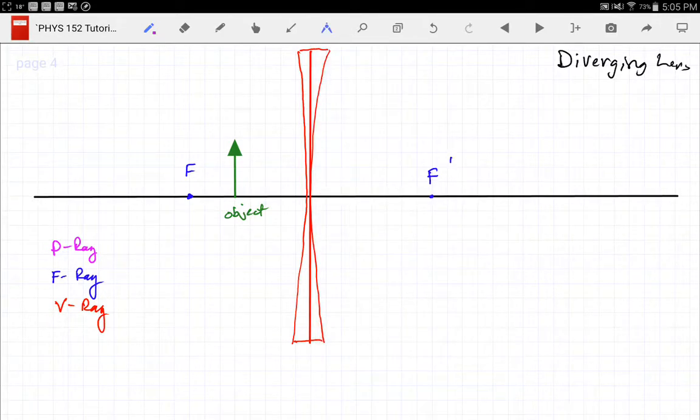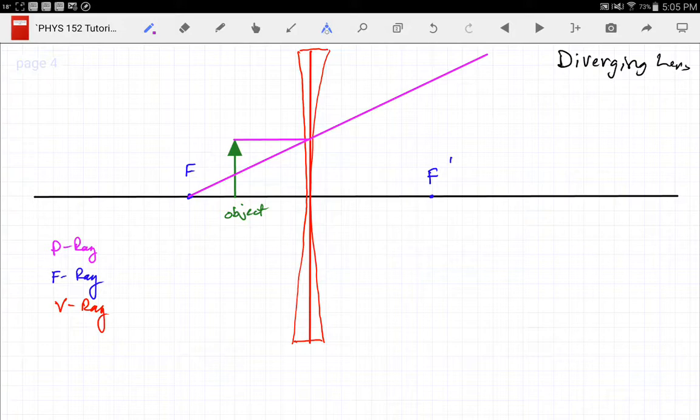So the parallel ray, we said, starts at the tip of my object and goes parallel to the principal axis until it hits my lens. Then it refracts through the principal focal point. Well, it's clearly not going to refract backward. It's not going to come back here. So what do I do? Well, I draw it as if it had done that. So I'm just going to start at my principal focal point, and draw my ray.